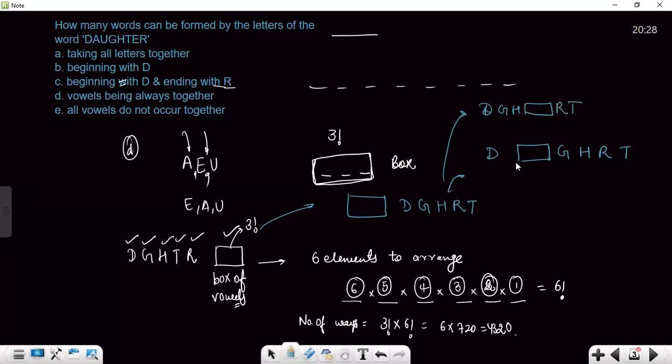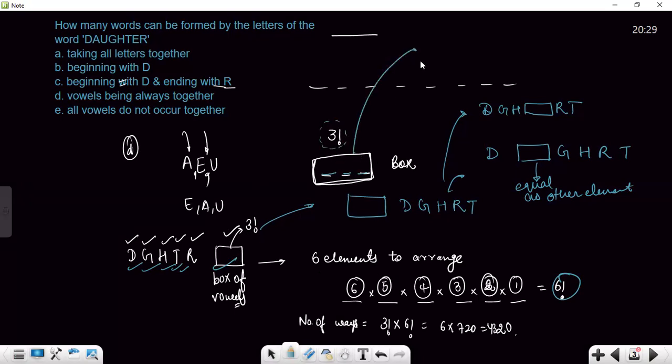It may happen anything. So basically now we are treating the box the same as the other elements. How many elements are there? 1, 2, 3, 4, 5, 6. 6 elements need to be arranged, 6 factorial. That one element has some things inside it that were also arranged. In that box, there were 3 places for 3 vowels, and the 3 vowels were to be arranged in 3 factorial ways.